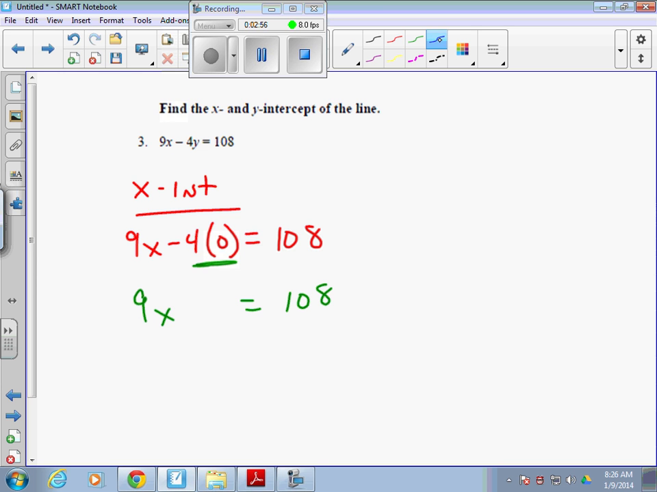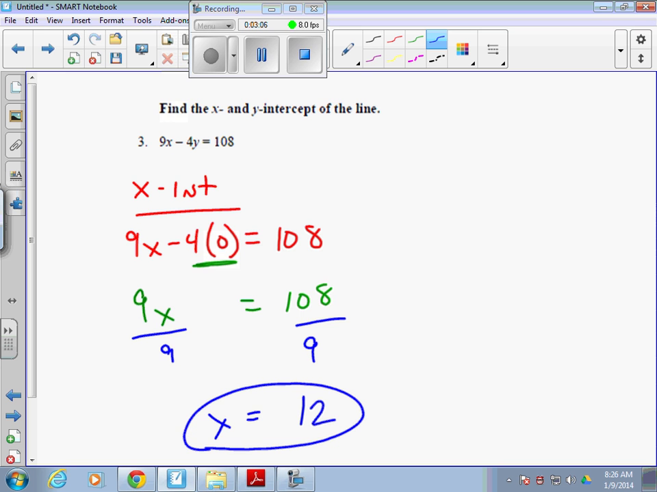And we know to get rid of 9 times something, you divide by 9. X equals, well, 9 goes into 10 one time, and there's 1 left over. 9 goes into 18 twice. So your x value is 12. That's the x-intercept.